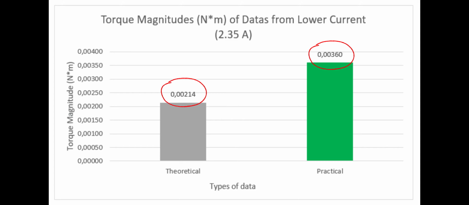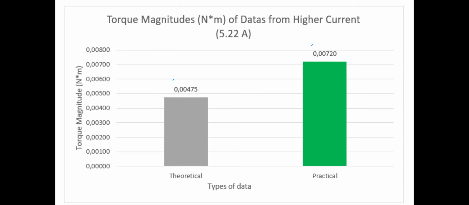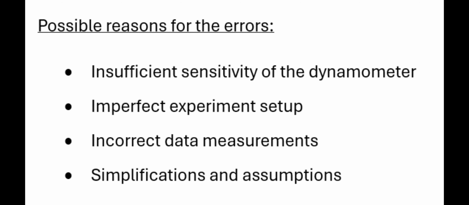As expected, with the lower current, the magnitude of force acting on the current flowing cable is lower both in theory and in the experiment, and the error percentage is higher with lower current because it gets more difficult to take measurements with lower force acting on the wire. The errors are most likely caused by insufficient sensitivity of the dynamometers used, imperfect experiment setup, incorrect data measurement, simplifications, and assumptions like claiming the magnetic field is uniform and equal to the average value at the middle.